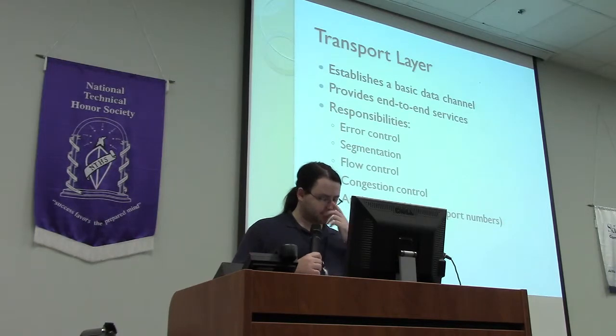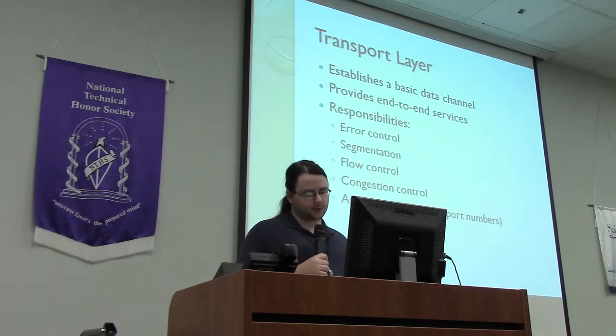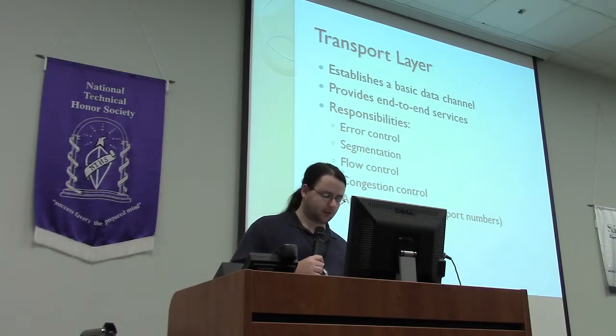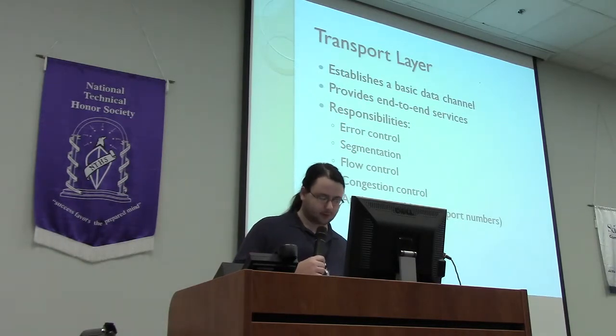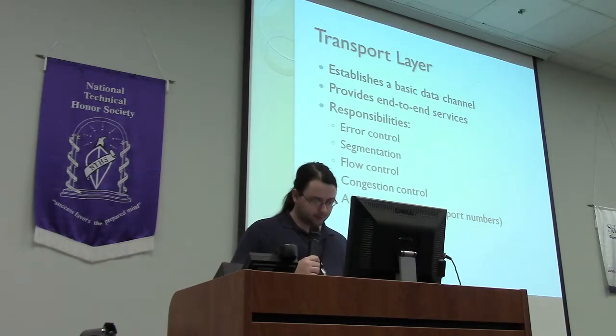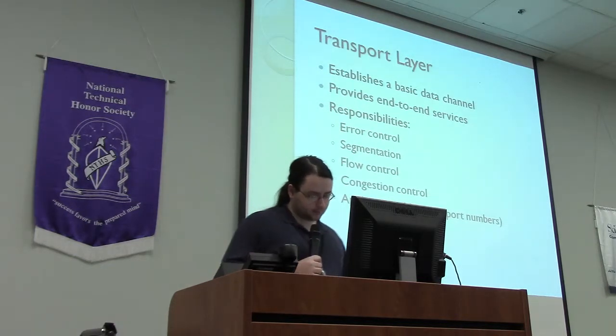Okay, the transport layer. The transport layer establishes a basic data channel that an application uses in its task-specific data exchange. The layer establishes process-to-process connectivity, meaning it provides end-to-end services that are independent of the structure of the user data and the logistics of exchanging information for any particular specific purpose. Its responsibility includes end-to-end message transfer, independent of the underlying network, along with error control, segmentation, flow control, congestion control, and application addressing, which is port numbers.